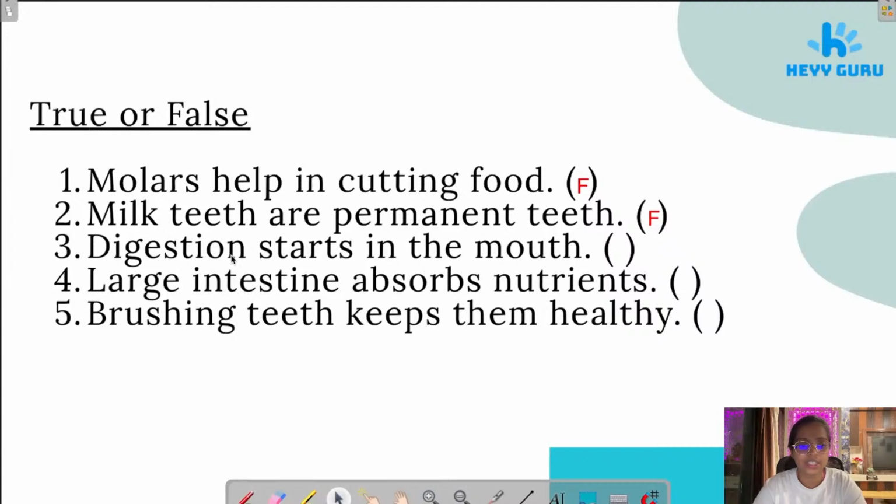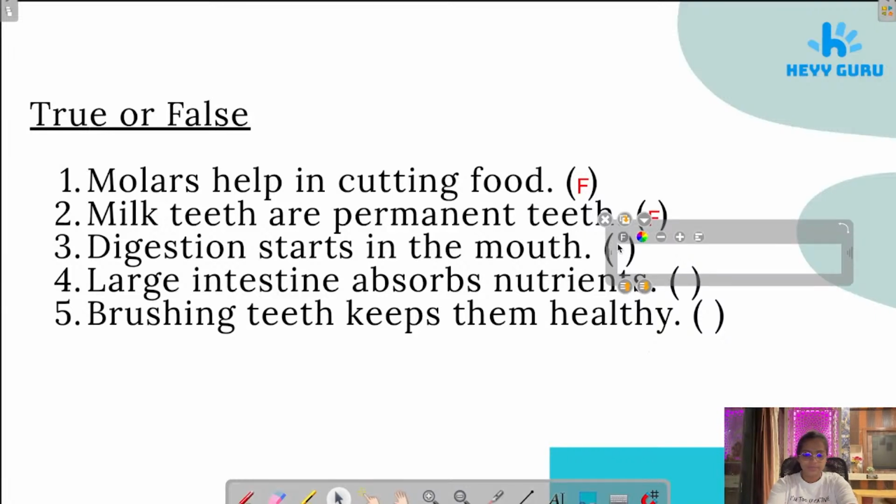Okay. Your next question is, digestion starts in the mouth. Digestion starts within your mouth. True or false? Yes, true is the correct answer.